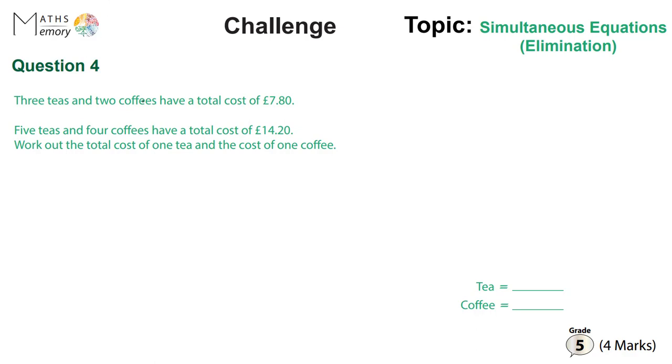Now 3 teas and 2 coffees have a total cost of £7.80. 5 teas and 4 coffees have a total cost of £14.20. Work out the total cost of 1 tea and 1 coffee.